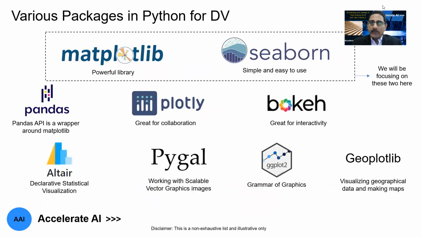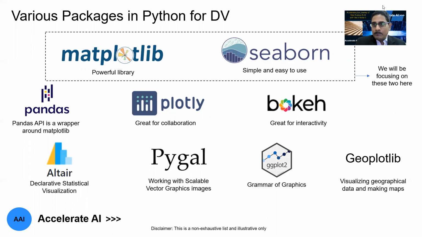Now, if we get onto various packages in Python, then we could see some of the important Python packages would be Matplotlib, Seaborn, Pandas, Plotly, Bokeh, Altair, and so on. If you look at Matplotlib, it's one of the most powerful libraries, and we'll talk about that. Seaborn is also very simple and easy to use. We'll see the power of it. These two we'll be covering as part of this video session.